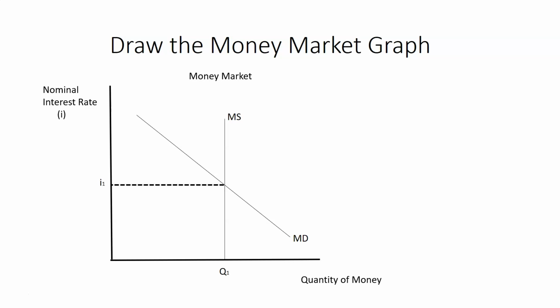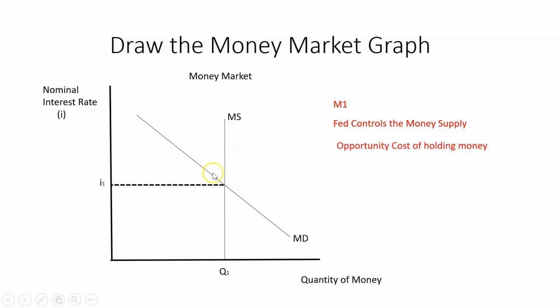Some things that pop into my head when I look at a money market graph. First off, we're talking about M1, money that's liquid. We're talking about money in circulation and demand deposits. The Fed controls the money supply. Again, that's why it is vertical.